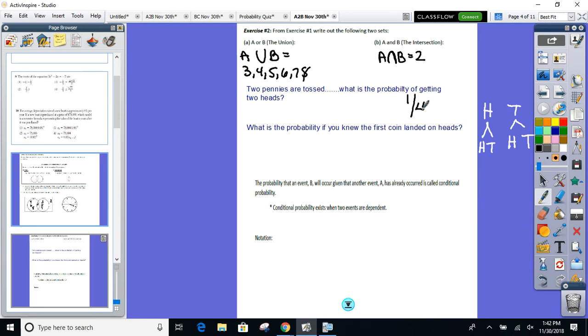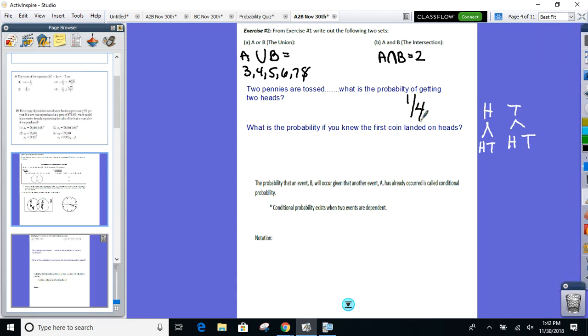Here's what we're going to focus on today. Now think about this before you speak. What if you already knew the first coin landed heads? What's the probability of getting 2 heads now? Because it is no longer 1/4. The first coin landed heads up. What's the probability now I go heads, heads?